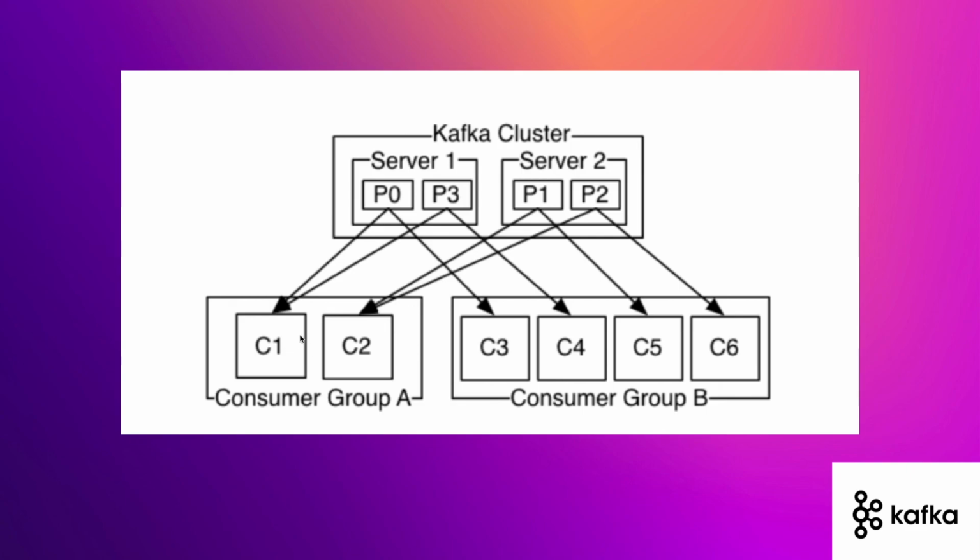And we can see with group A we have 2 consumers, and those 2 consumers are responsible for consuming 2 different partitions each. So we can see C1, consumer 1 here, is responsible for partition 0 and partition 3, and we can see that consumer 2 is responsible for partition 1 and partition 2. But if we look at consumer group B, it has a consumer for each partition, so it's a one-to-one relationship.